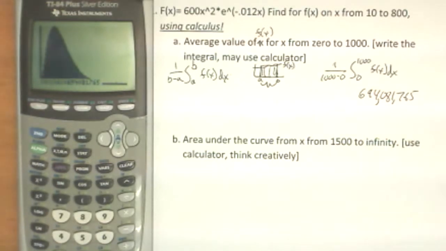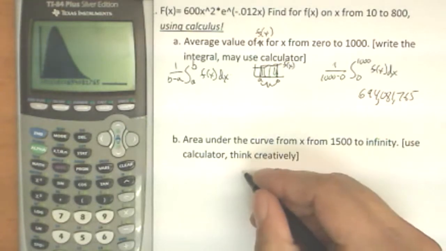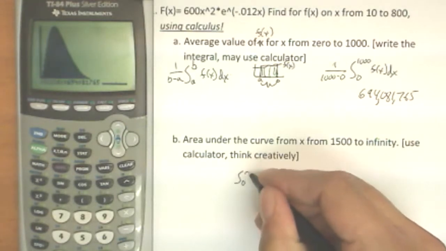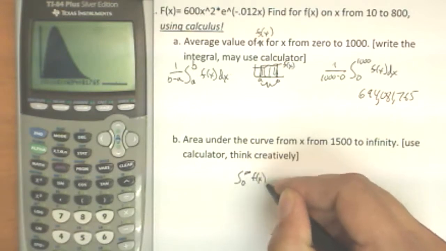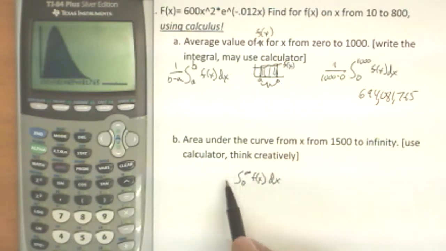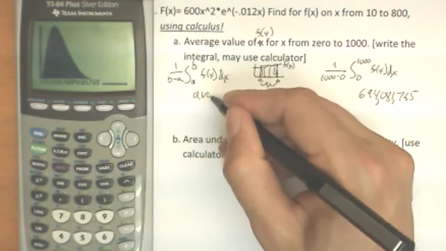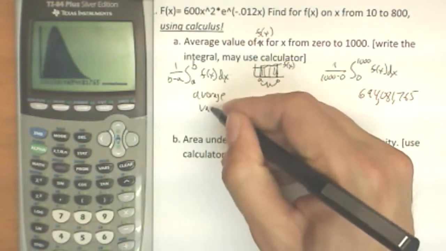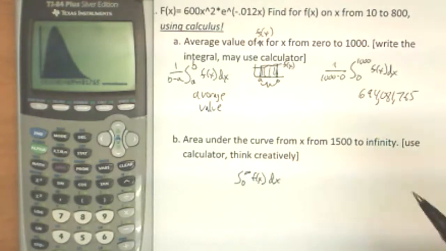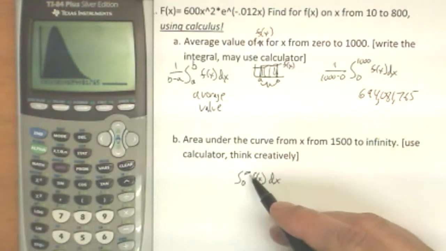We're going to try and think creatively. Now what we're doing here is the integral from 0 to infinity of f of x dx. Now we're not dividing by anything because it's not an average value. This formula up here was, of course, the average value formula. The integral itself gives me the area. But it's kind of hard to type infinity into the calculator.